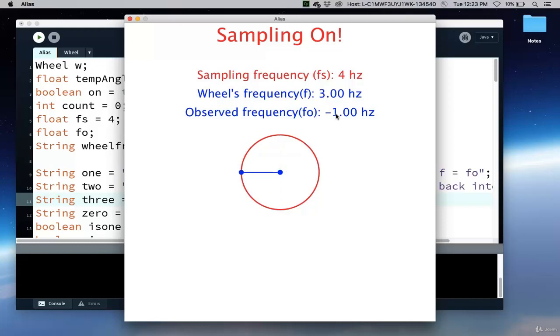In fact, if you've ever seen those Western movies, the wheel is spinning, and as it's spinning, you sometimes see the wheel spinning backwards. This is actually aliasing in videos and movies.